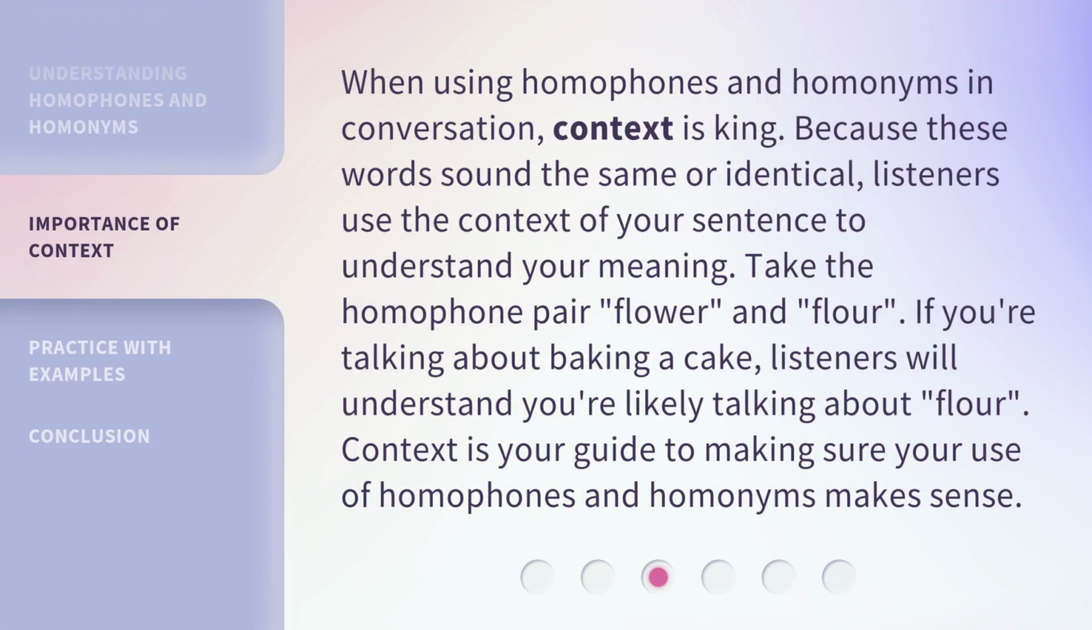When using homophones and homonyms in conversation, context is king. Because these words sound the same or identical, listeners use the context of your sentence to understand your meaning. Take the homophone pair, flour and flower. If you're talking about baking a cake, listeners will understand you're likely talking about flour. Context is your guide to making sure your use of homophones and homonyms makes sense.